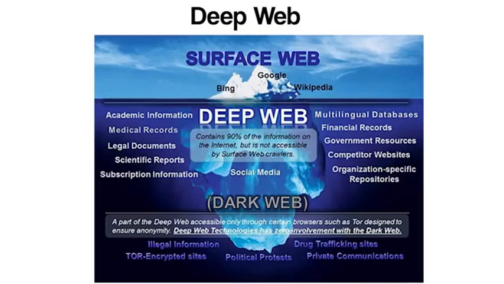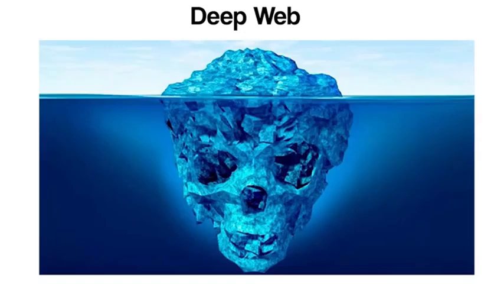Unlike the surface web, the deep web consists of web content that is hidden from search engine crawlers. This layer includes all the online data and services that are not indexed and therefore do not appear in typical search engine results. However, contrary to popular belief, the deep web is not inherently secretive or illegal. It simply contains information that is behind logins, paywalls, or other access controls. The majority of content on the internet actually resides within the deep web.